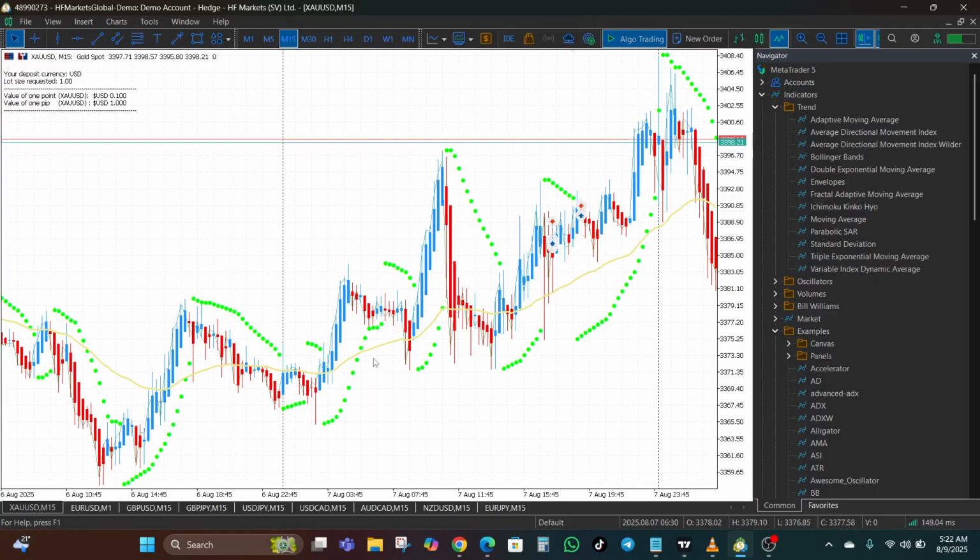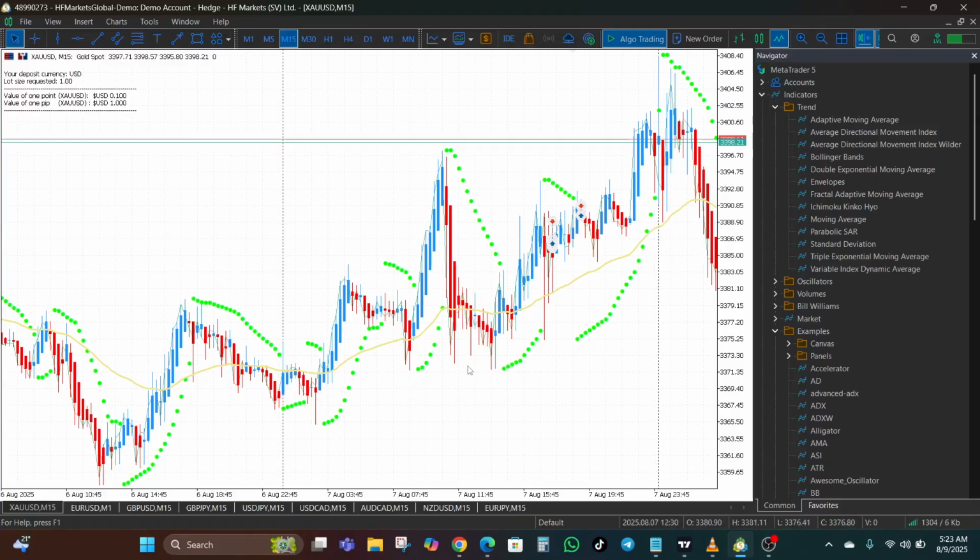Okay, and then you also need to make sure that the parabolic SAR dots have flipped below the candles. You don't want to enter a buy trade when the parabolic SAR dots are still above the candles. They must have turned to the bottom of the candles before you enter a buy trade.